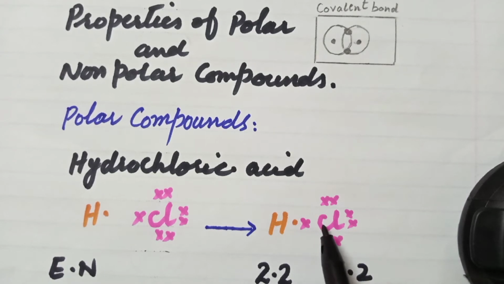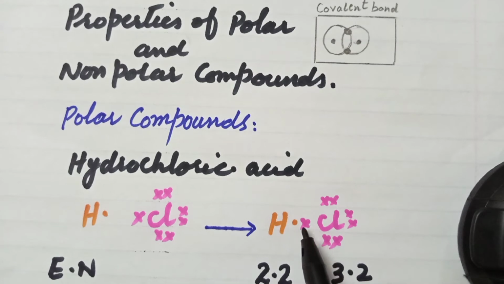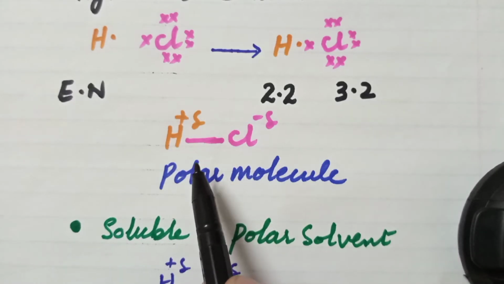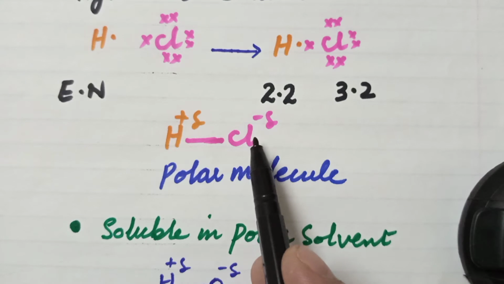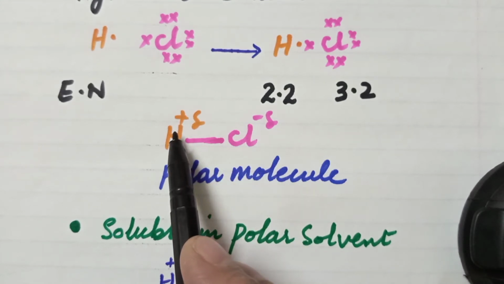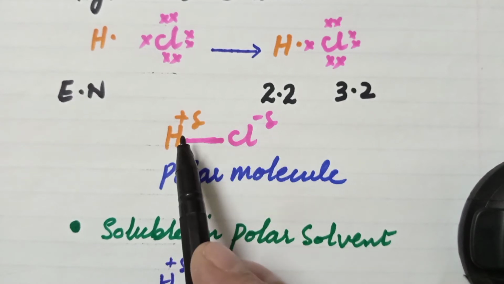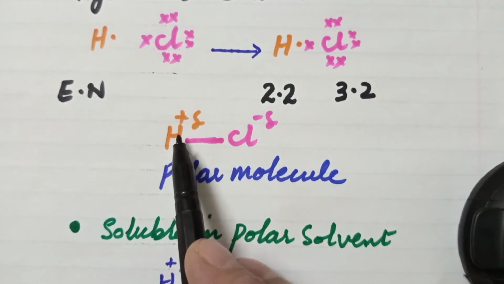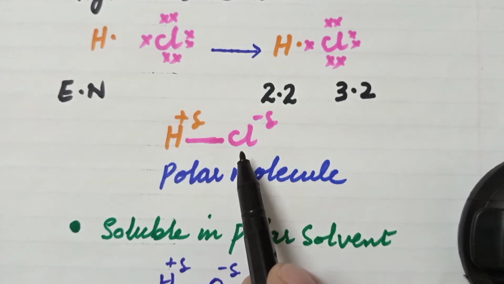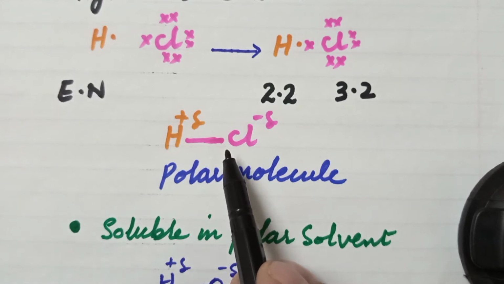It will have greater force for the shared pair of electrons and it will attract this shared pair of electrons towards itself, due to which a partial negative charge on chlorine and a partial positive charge on hydrogen will be produced, like this. Thus, one end of the molecule will become negative and the other end of the molecule will become positive. These are known as the poles of the molecule, and due to these two opposite poles, this molecule is known as a polar molecule. So that's why hydrochloric acid is a polar compound.